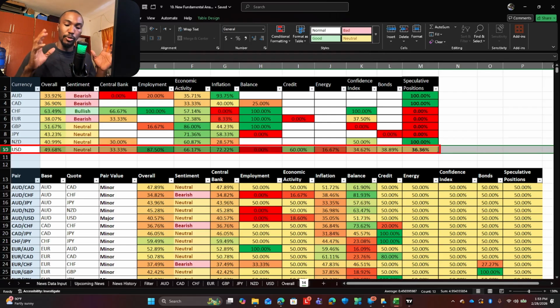Then we have the USD, the giver of all. And they are literally on the flat line, 49.6%. Basically, flat line, neutral ground. Right? Central bank news, not so good. The employment data, economic activities, and inflation data actually are really good. Like, for real, man, these guys, they're really keeping up. But the balance sheet is bad. The credit news, good. Credit good, news good. The energy, bad. Consumer confidence, not bad. The bond, another bad.